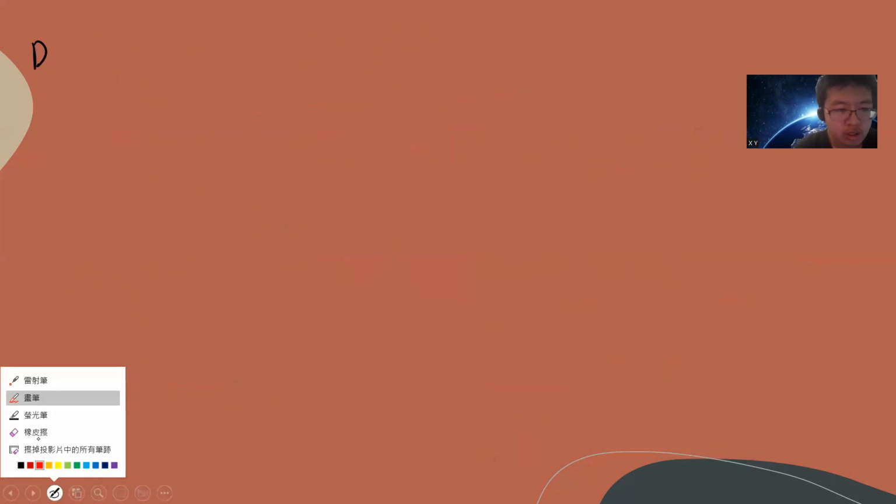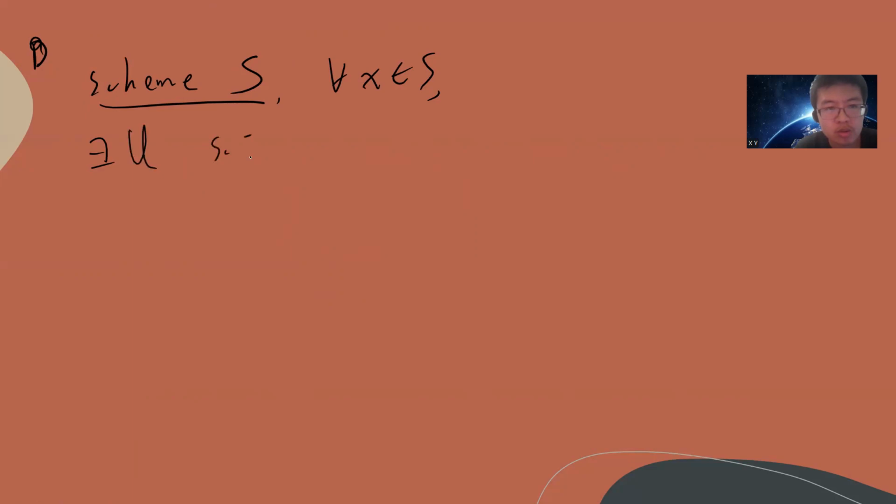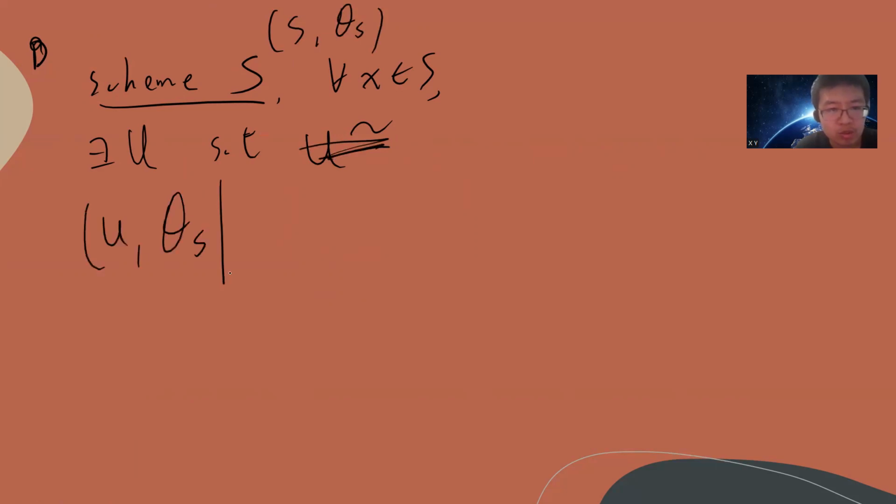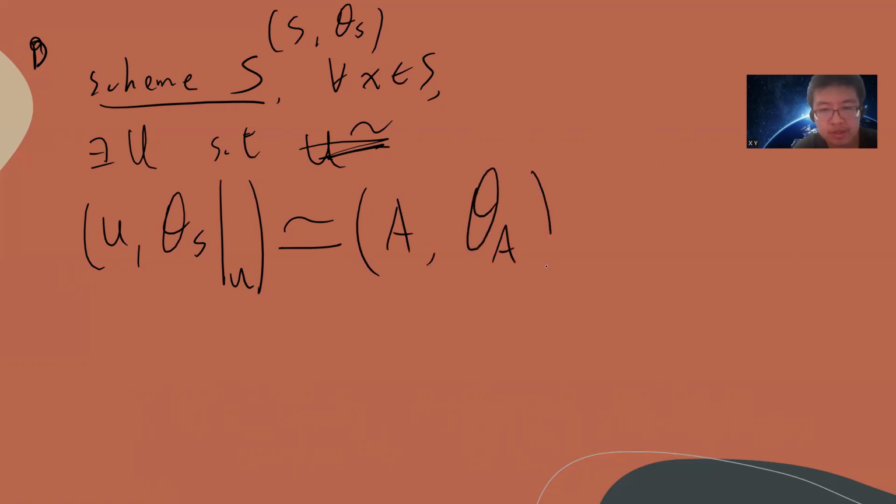Now we have introduced the scheme. A scheme is basically such that for each x belonging to S, there is an open neighborhood, an open set U, such that (U, O_S restricted to U) is isomorphic, as a ringed space, to an affine scheme, so it should be Spec A.